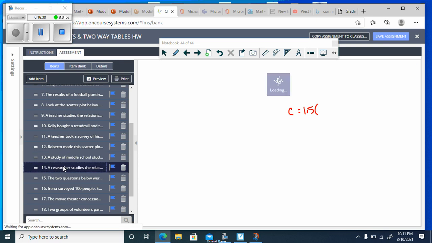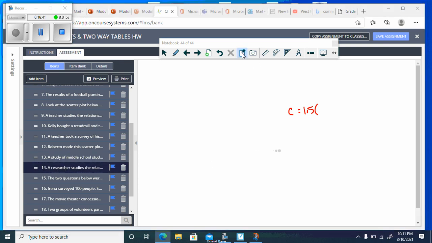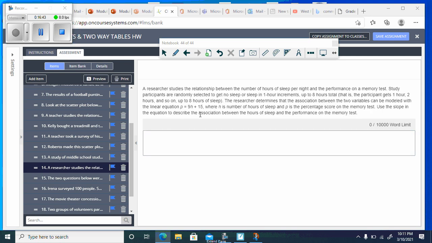Now, 14. A researcher studies the relationship between the number of hours of sleep per night and the performance on a memory test, okay? Study participants are randomly selected to get no sleep or sleep in 1 hour increments up to 8 hours total. That is, the participant gets 1 hour, 2 hours, 3 hours, and so on up to 8 hours. The researcher determines that the association between the two variables can be modeled with this linear relationship, where H is the number of hours of sleep and P is the percent score on the memory test.